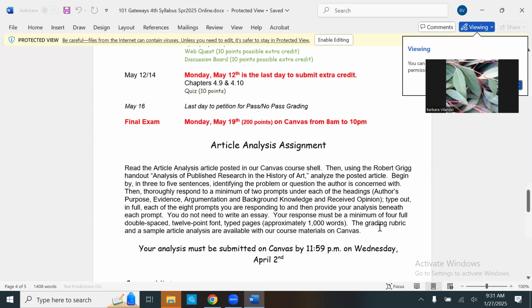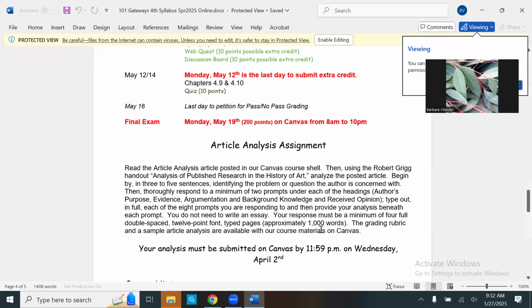So the article analysis: there's a writing requirement for all the art history classes, okay? There's an article that I posted on Canvas, and then there's a handout that I want you to use to analyze the article. You begin by reading the article, and then in 3 to 5 sentences, you identify the problem or question the author is concerned with. Then I'll show you the handout, but under the handout, you need to respond to a minimum of 2 prompts under each of the 4 headings: author's purpose, evidence, argumentation, and background knowledge and received opinion.